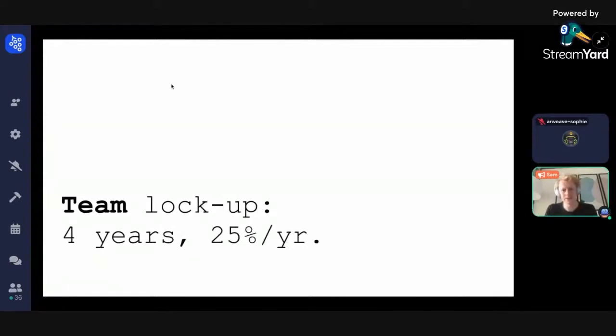Okay, team lockup. This is even more standard. I really wouldn't push your team to take anything more than a 4-year, 25% per year lockup. For what it's worth, there should also be a cliff after the first 12 months. So you don't give any tokens to people that haven't been with the team for more than 12 months.